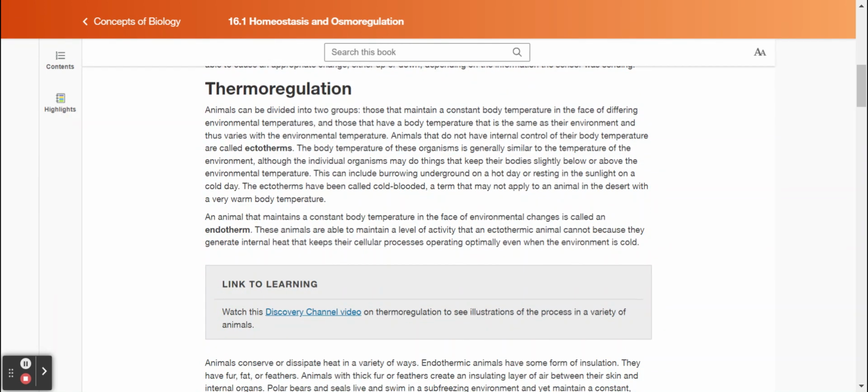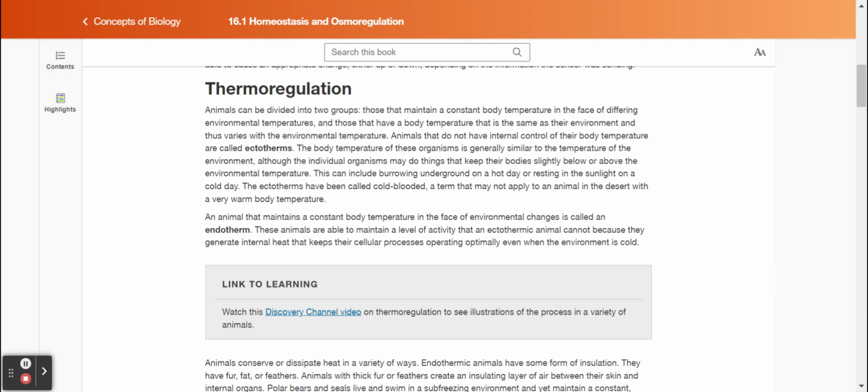Thermoregulation. Animals can be divided into two groups: those that maintain a constant body temperature in the face of differing environmental temperatures, and those that have a body temperature that is the same as the environment and thus varies with the environmental temperature.